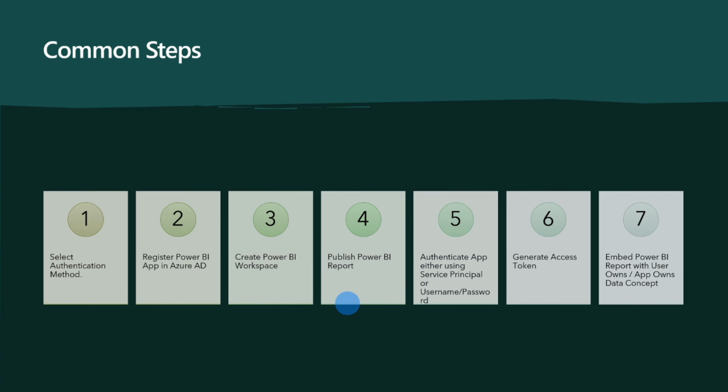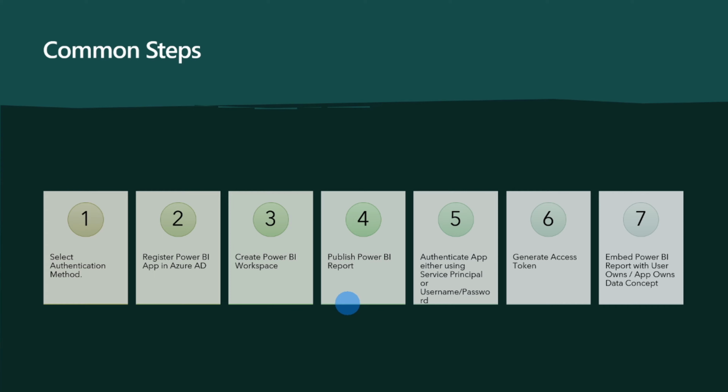During the third part of this series, we discussed the app owns data concept and the user owns data concept in detail. During this session, I am going to explain the common steps that we need to consider for Power BI embedded development. The very first step is that we need to choose the proper authentication mechanism for our Power BI embedded approach.